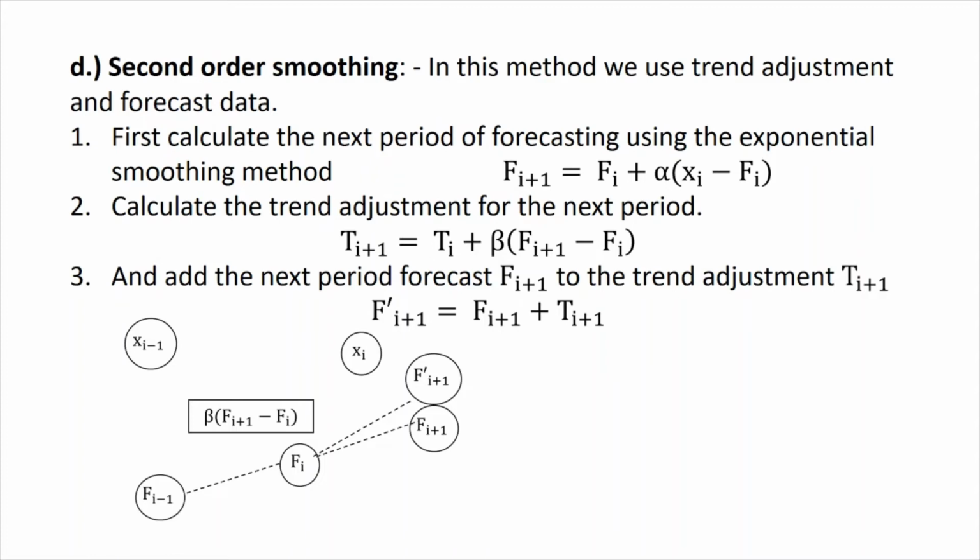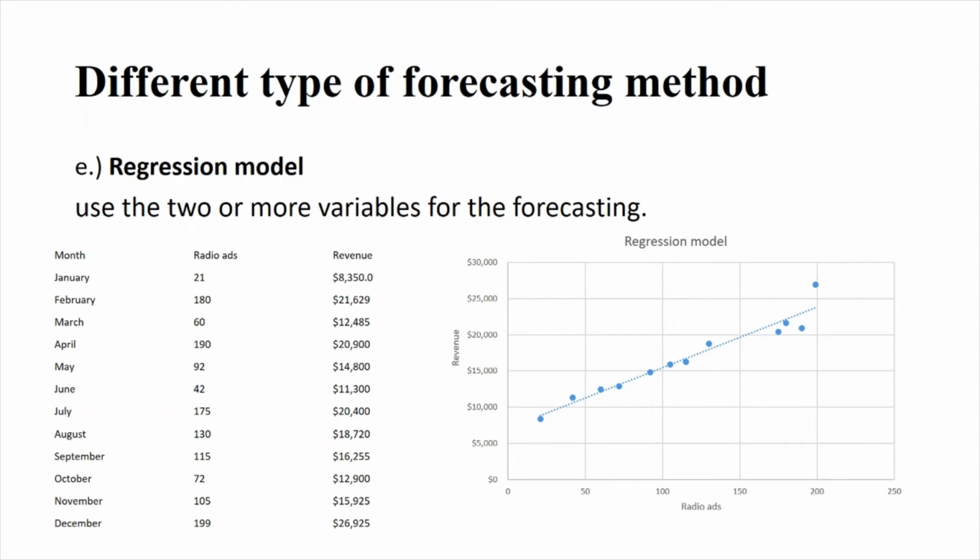Here we can see in this figure F_(i-1) and X_(i-1) are data of the last second month, F_i is the data of last month, and F_(i+1) is the data for the next month. So F_i to F_(i+1) by the exponential smoothing method, and F_i to F'_(i+1) by the second order smoothing method, and F'_(i+1) is more accurate than F_(i+1).